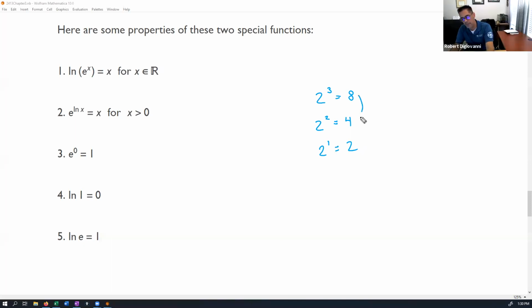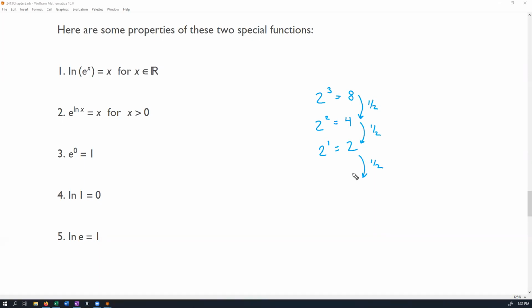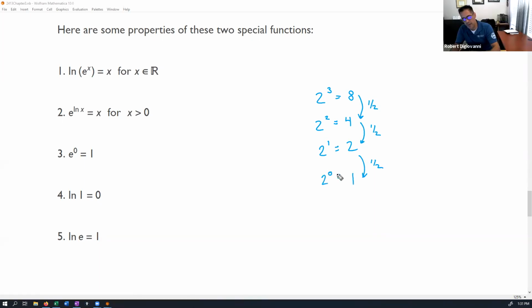What's happening every time we go down here? It's cut down by half. Cutting it in half each time, right? Half of that. So what should the next one be? What's half of that? 1. Should be 1, right? And that's what 2 to the 0 would be, right? So 3, 2, 1, 0.